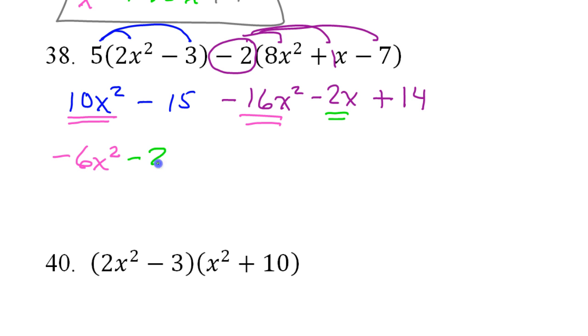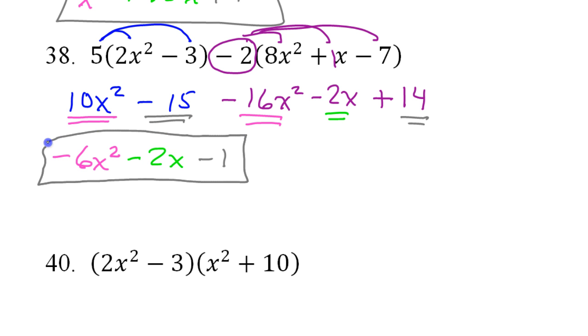Alright, so that'll be your negative 2x. And then finally, you've got your negative 15 and your 14. Well, that's negative 1. So this will be the final answer to number 38.